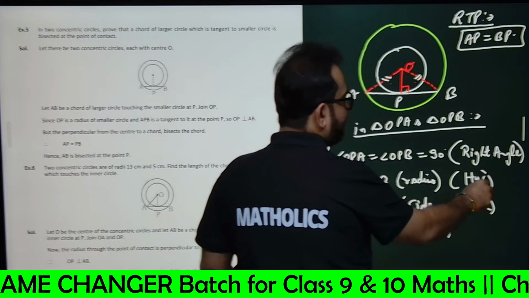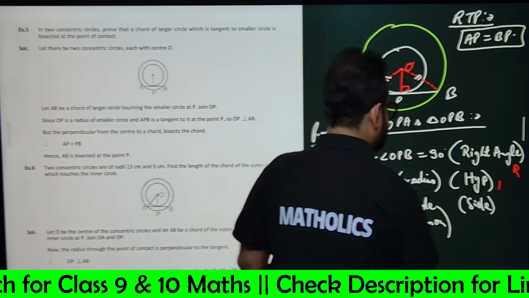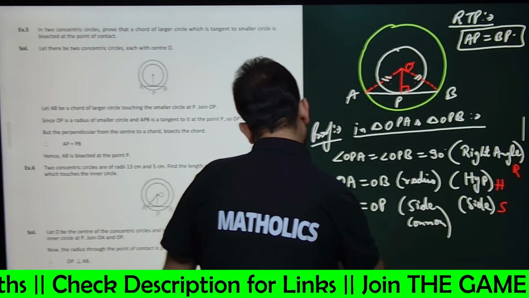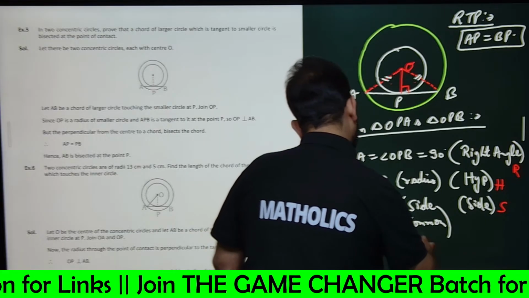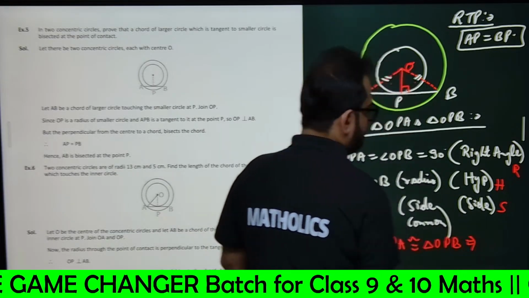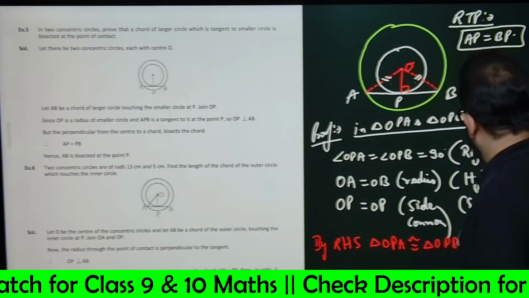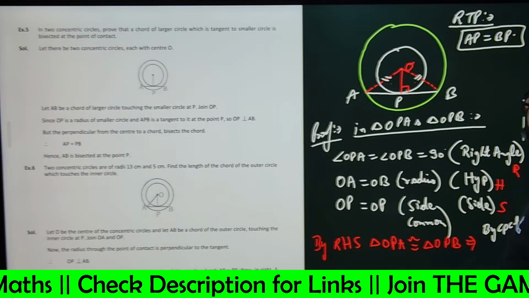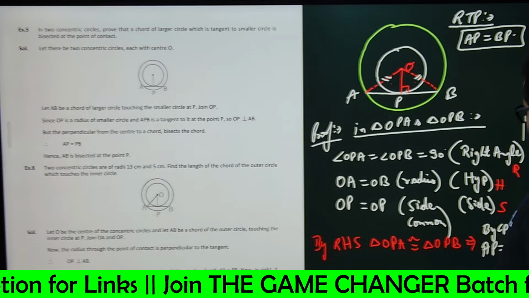So can I say by RHS? By RHS, triangles are congruent. Triangle OPA is congruent to triangle OPB. It implies by CPCT we can write what? By CPCT, congruent parts of congruent triangles are equal. AP equals BP. Hence proved.